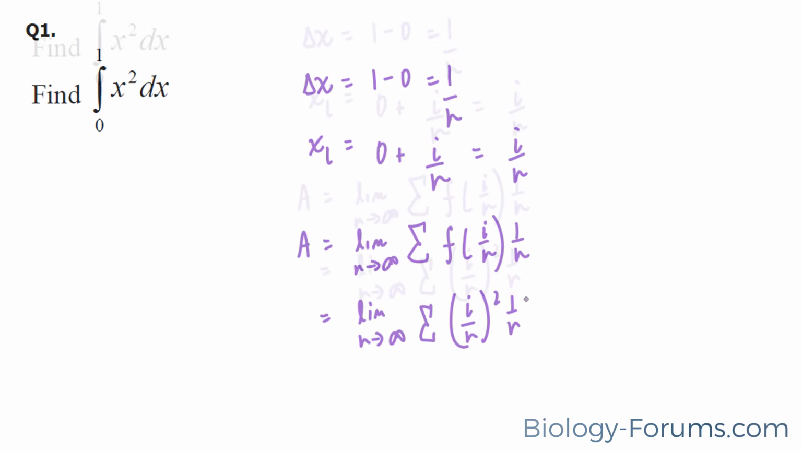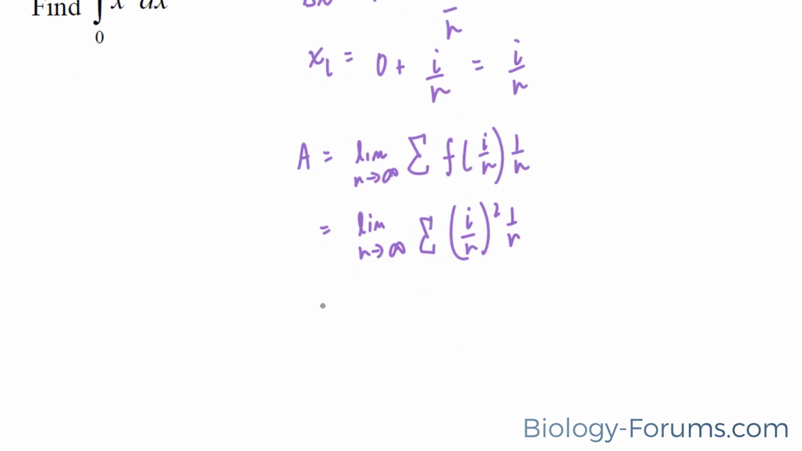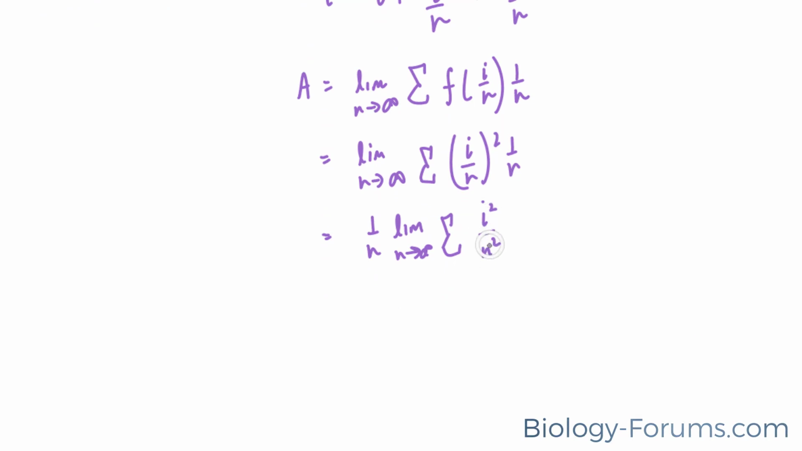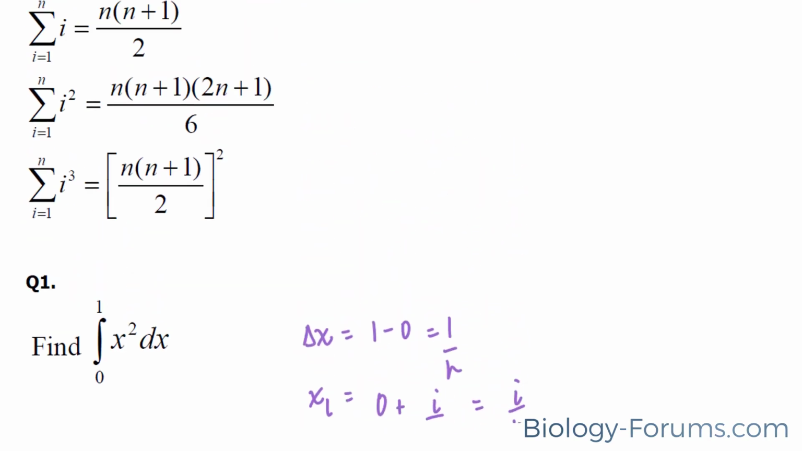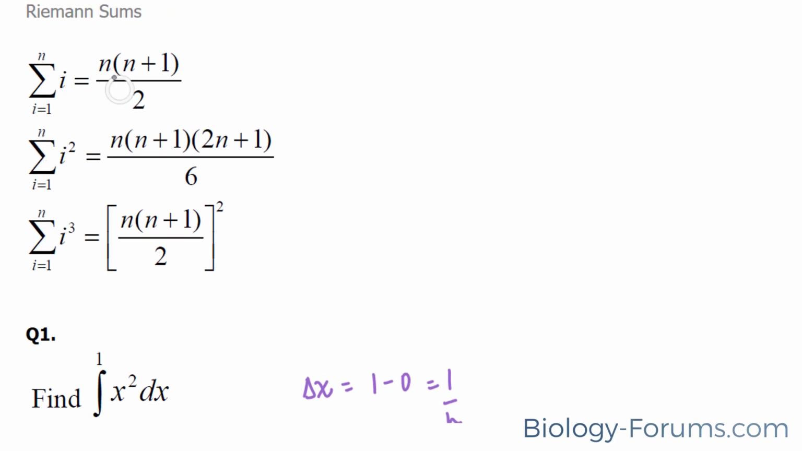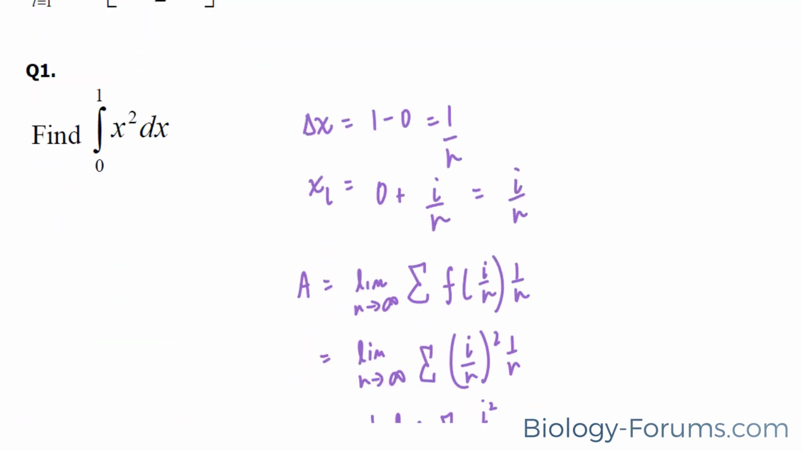Now that we have this set up, we'll take this 1 over n and place it at the front. 1 over n, limit as n approaches infinity for the sum of this, and also I'll distribute that 2 to both of these terms, both the numerator and the denominator. And similarly, what I'll do now is I will separate the n's from the i's, so that eventually I'll end up with one of these, and I can replace the i with one of these Riemann sums.